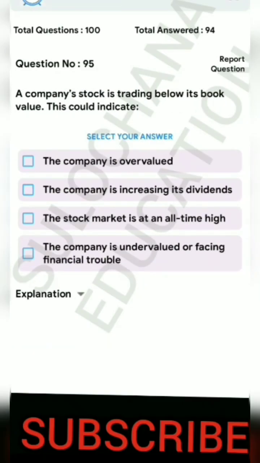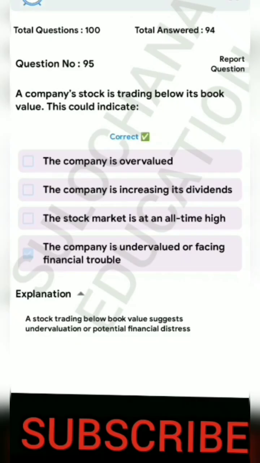A company's stock is trading below its book value. This could indicate, options are A. The company is overvalued, B. The company is increasing its dividends. Option C, the stock market is at an all-time high. Option D, the company is undervalued or facing financial trouble. And the correct answer is option D, the company is undervalued or facing financial trouble.